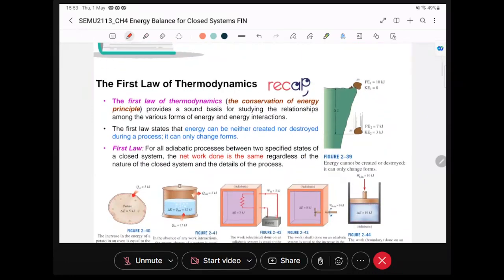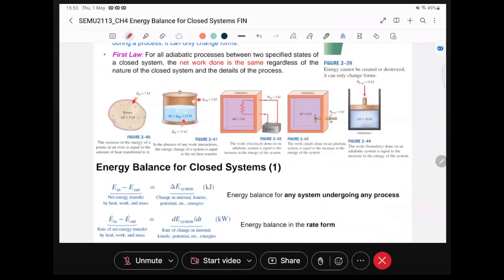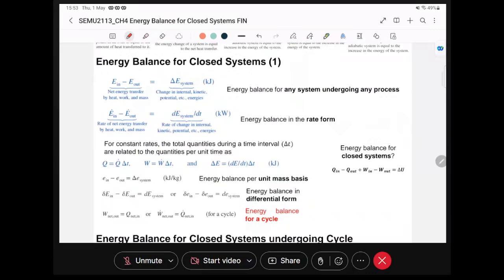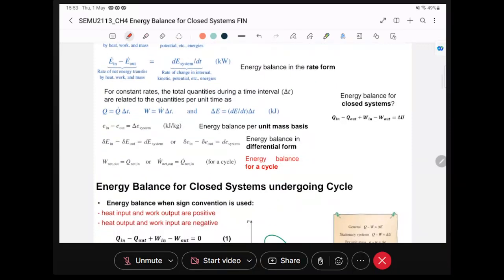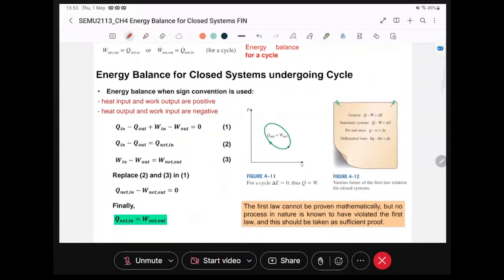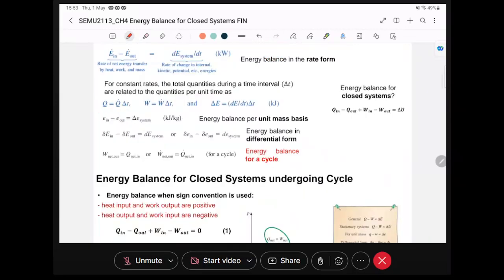We already looked at this, so I don't have to go through that again. Energy cannot be destroyed or created. And then we did look at this. So I think it's easier that we look at this rather than go through more equations, which might be confusing for you.